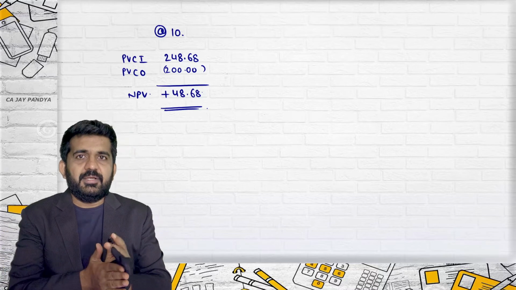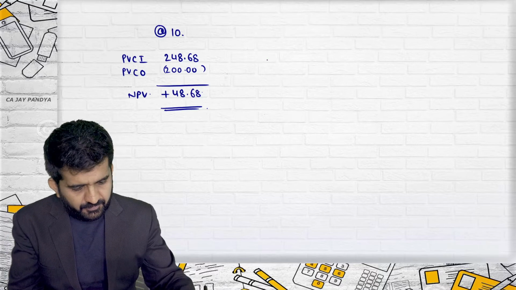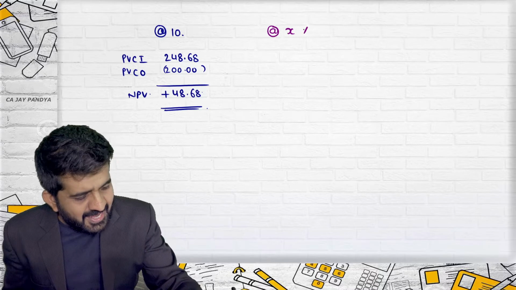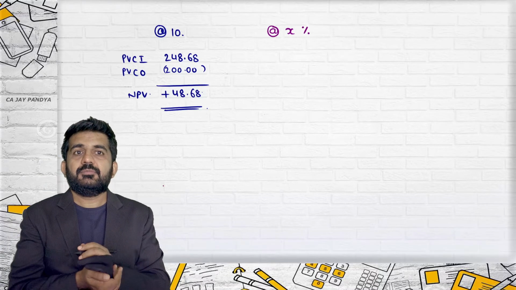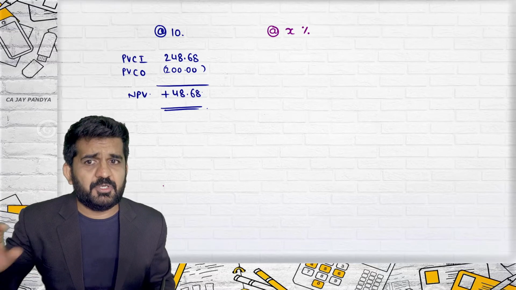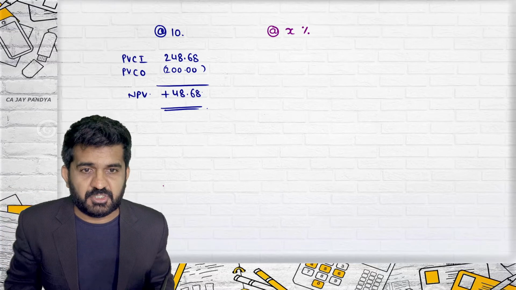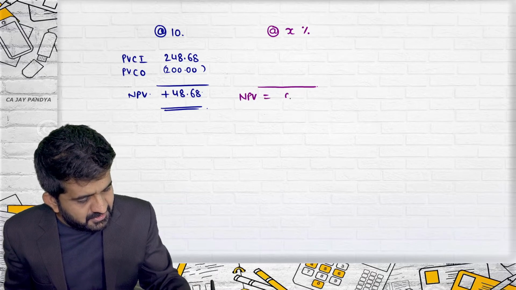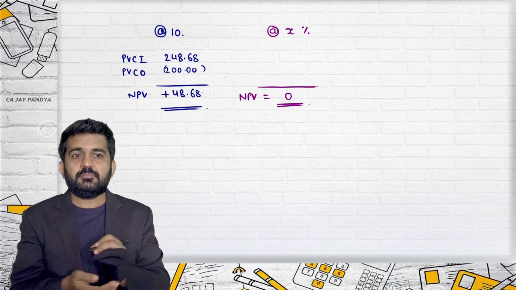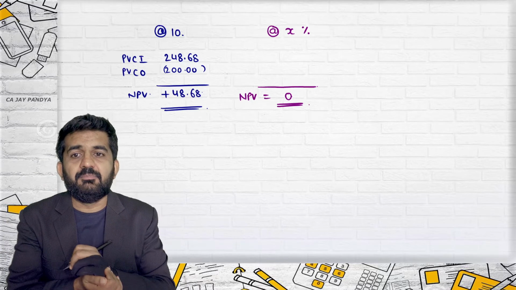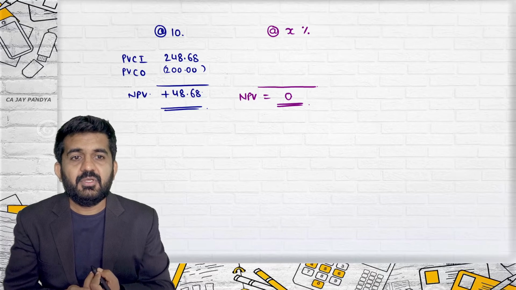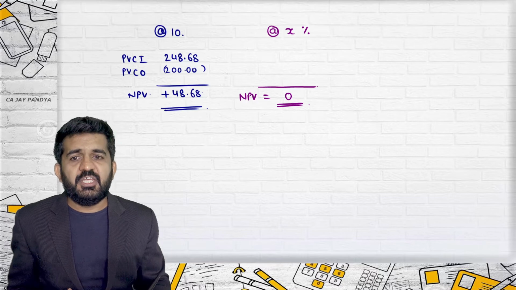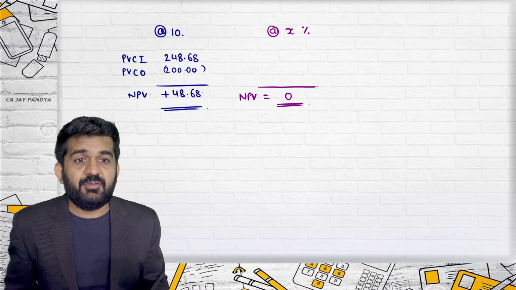Try to concentrate. If I tell you the rate of X percentage, whatever the percentage might be, it might be 12%, it might be 15%, it might be 18%, my NPV is 0. Can you tell me something about X? If NPV is 0 at X percentage, Vidhi, can you tell me? Then what?